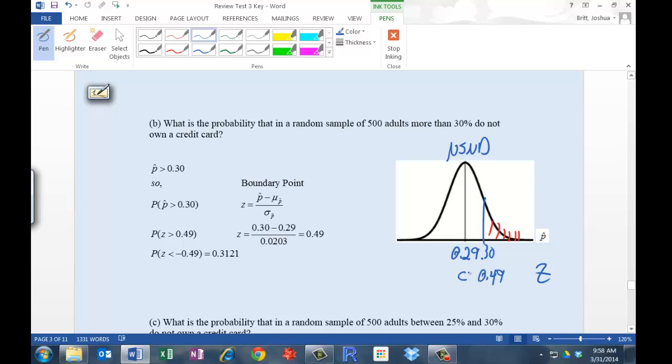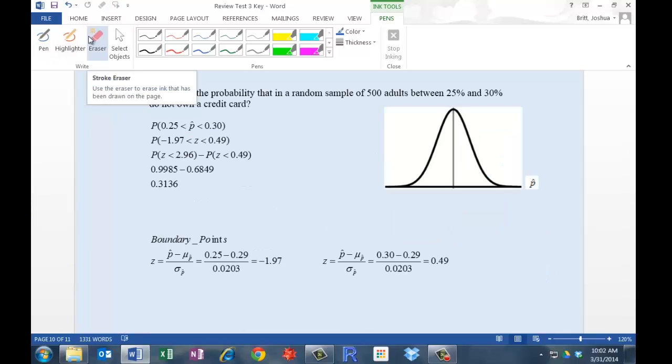And the mean becomes 0. And remember, we want the area to the right, so we have to reverse the inequality and change the sign of the number. And then look this up in table 5. Look up minus 0.49 in table 5. We get this area here to the right. Oops. Let's see. The area is 0.3121.